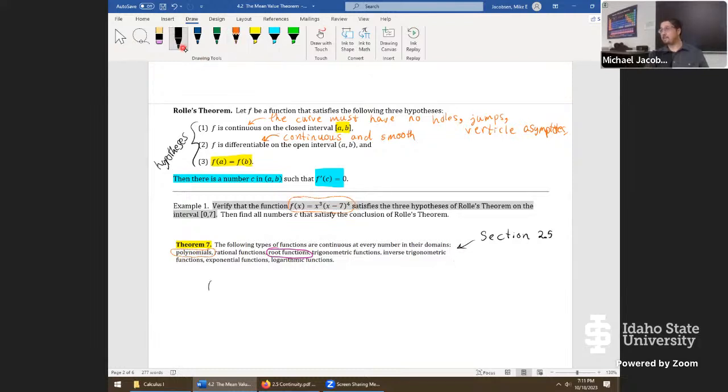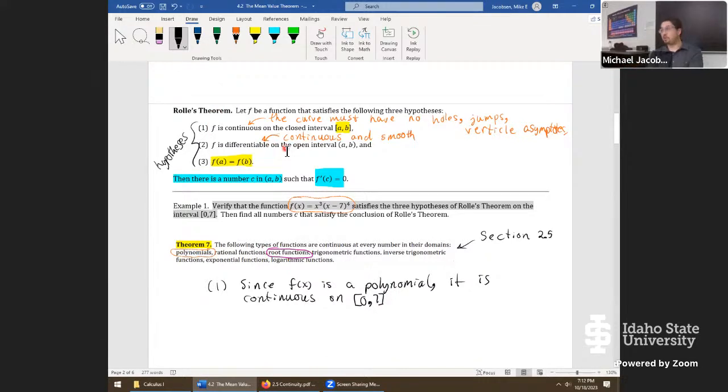So we can say immediately, since f(x) is a polynomial, it is continuous on [0, 7]. [0, 7] is the domain that was given for this function, and it's continuous on any domain it would be given. It's continuous on the full real number line as an entire function. So that's condition number 1.